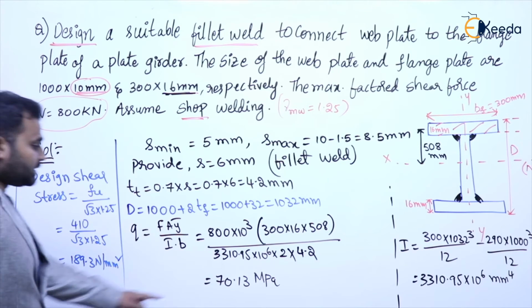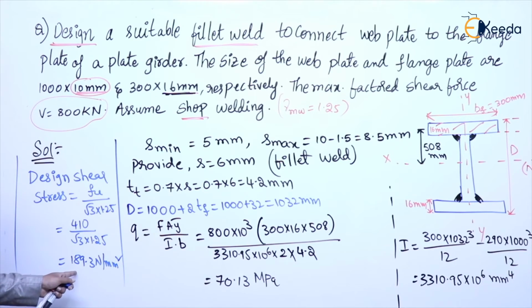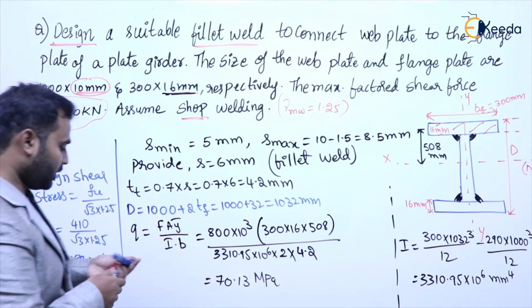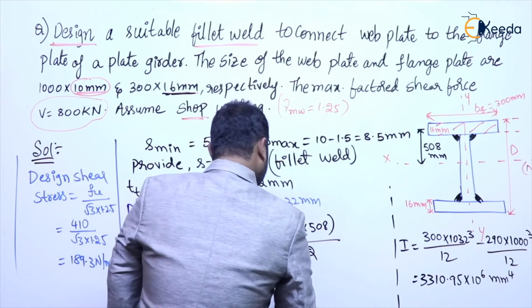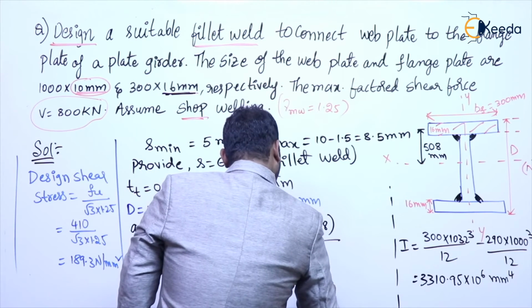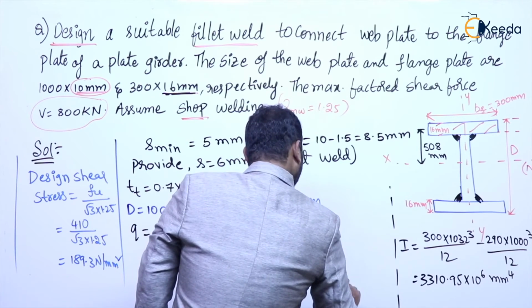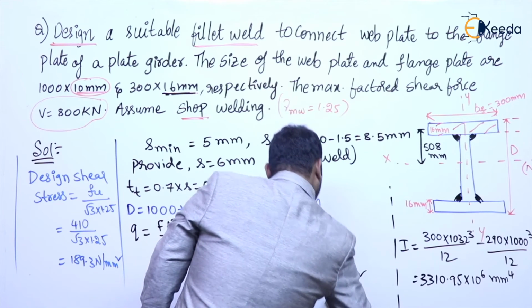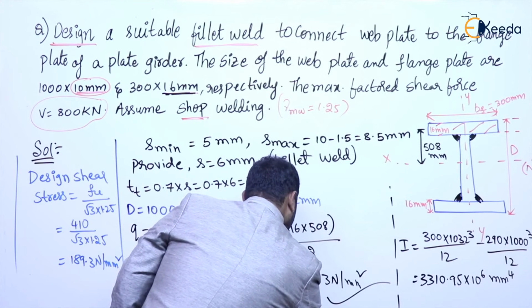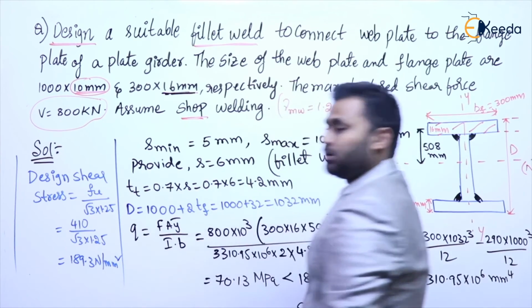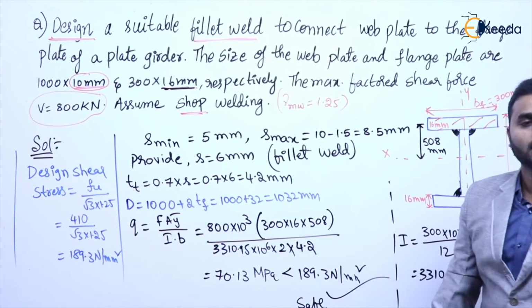Is that clear? Now this 70.13 should be less than this 189.3 Newton per mm square, which is quite obvious from this. So as it is less than 189.3 Newton per mm square, the weld provided is safe. Hence we have designed. This is what the design means.